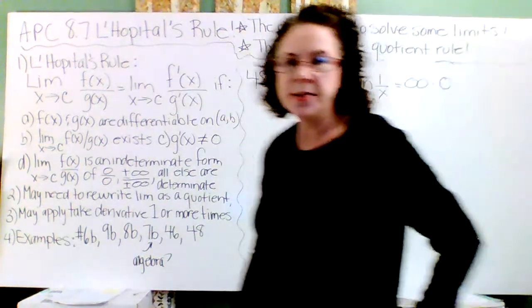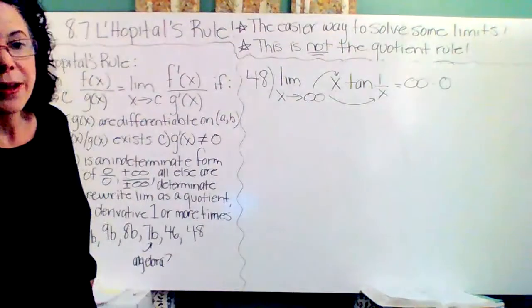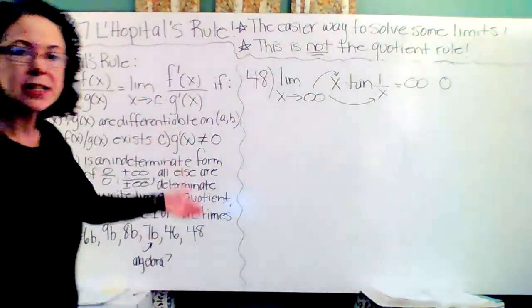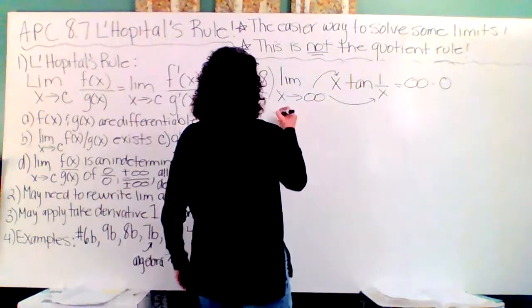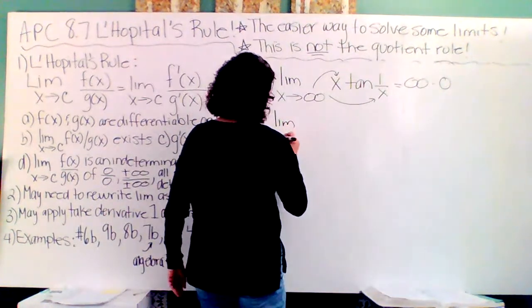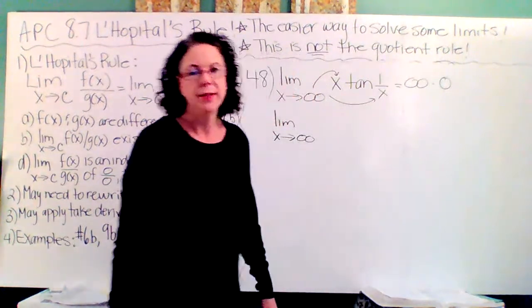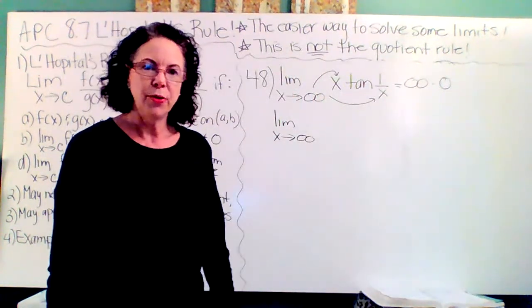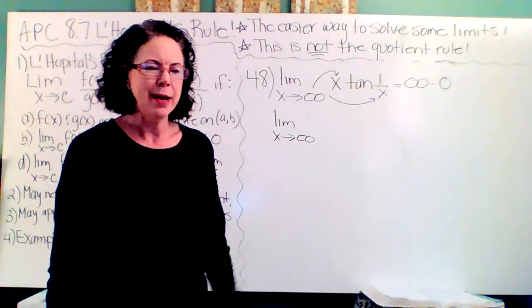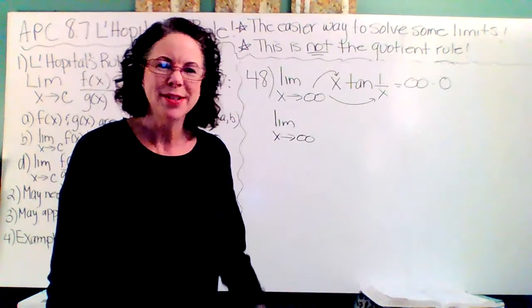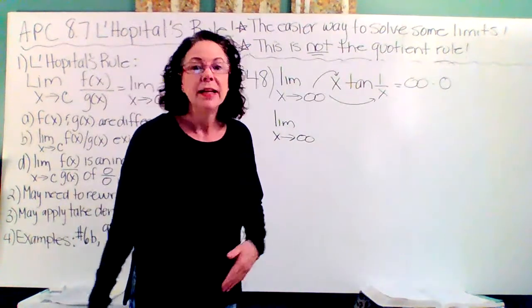I think we're running into an indeterminate form, but I can't use L'Hopital's rule in that way. It has to be written as a quotient. So what should I do? Well, I don't want to write tangent as cotangent in the denominator. I'm not really a fan of using reciprocal functions. I like my sine, cosine, and tangent.